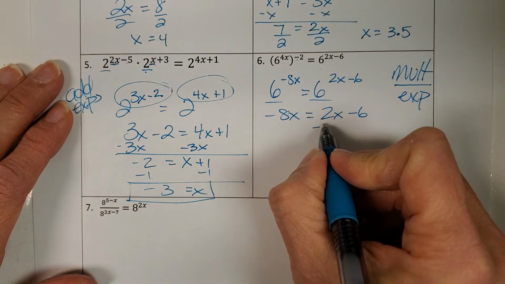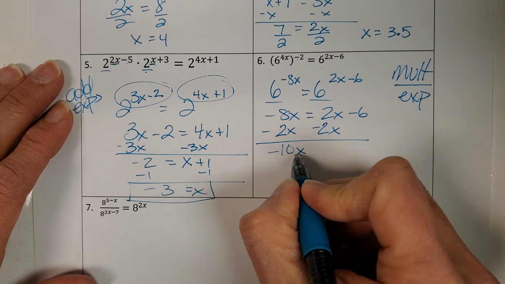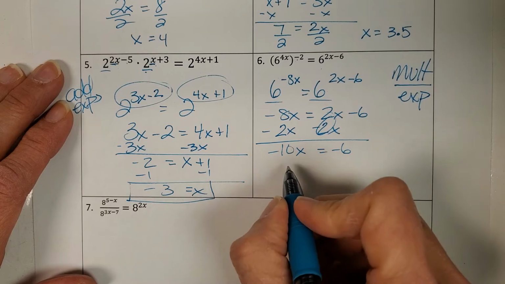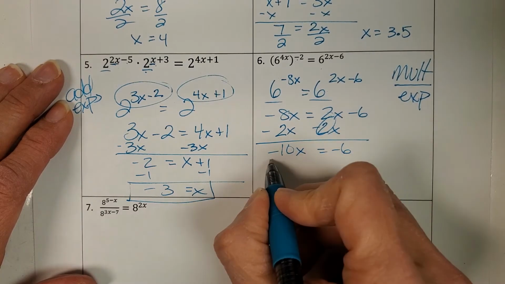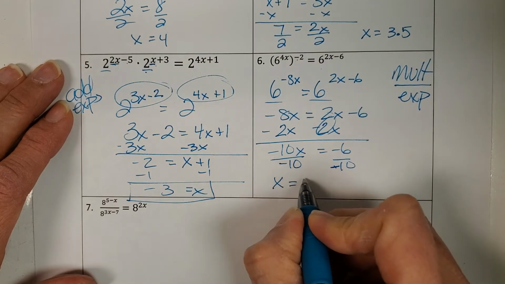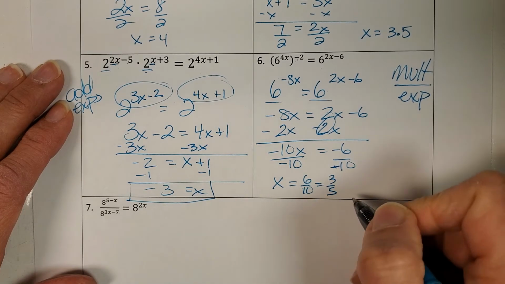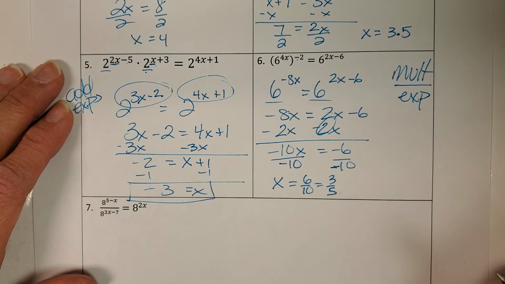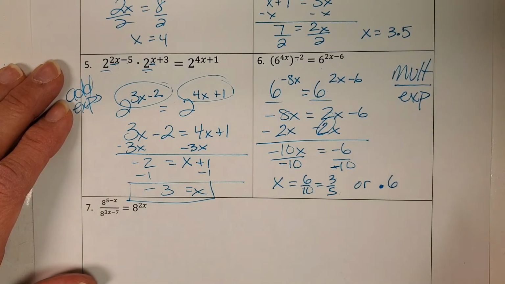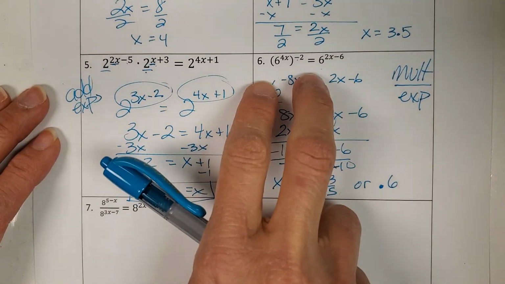I'm going to move, I'll just move my 2x over. I know it's going to be negative, but that's okay either way. Here I go. So that canceled out. Now I get negative 10x equals negative 6. I divide by negative 10. And here's where you got some options. You can say x equals 6/10, which reduces to 3/5. Either one of those. This one would be considered the simplified fraction. Or you could just say 0.6. Either one.